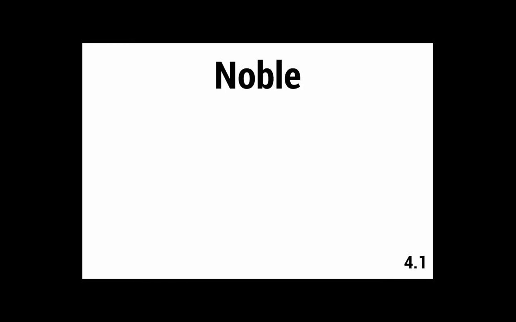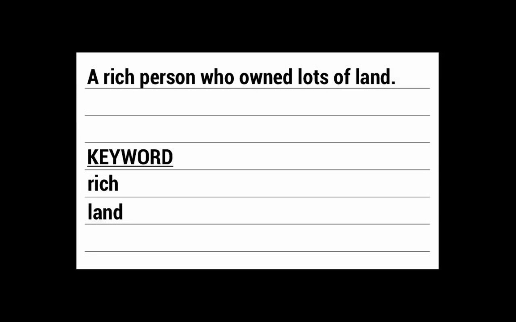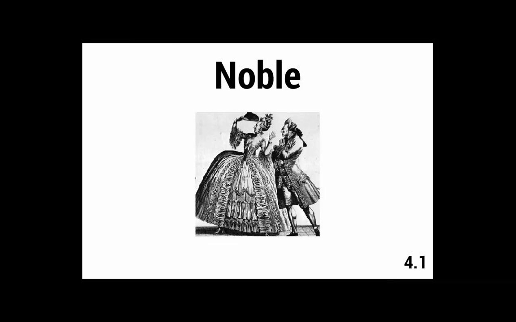The next term is noble. A noble is a rich person who owns lots of land. So the two key words that you would need to write down are rich, because they're rich people, and they own lots of land. And here's a picture for noble. These are nobles. Nobles are people who dress very fancy. If you have trouble drawing a picture of a noble, I'll allow you for this one to print out a picture of a noble and paste it on your card.